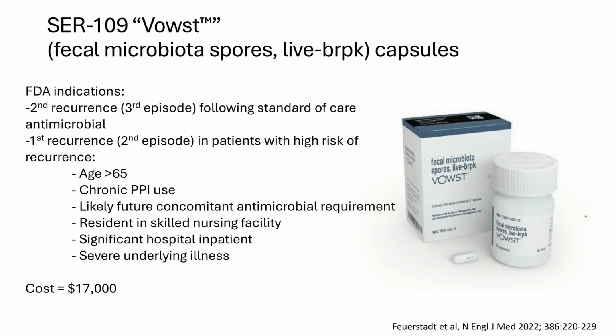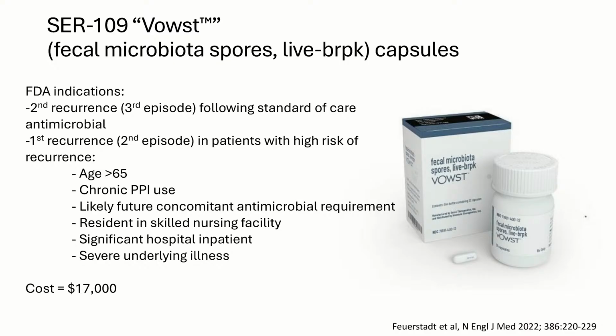Either the second recurrence, meaning the third episode following standard treatment with antibiotics, or the first recurrence, meaning the second episode, in patients who have a high risk of recurrence. That's defined as any of being over the age of 65, using proton pump inhibitors, likely needing antimicrobials in the future to treat something other than C. diff, living in a skilled nursing facility or being a hospital inpatient, or having a severe underlying illness. This one's even more expensive, 17,000 US dollars.